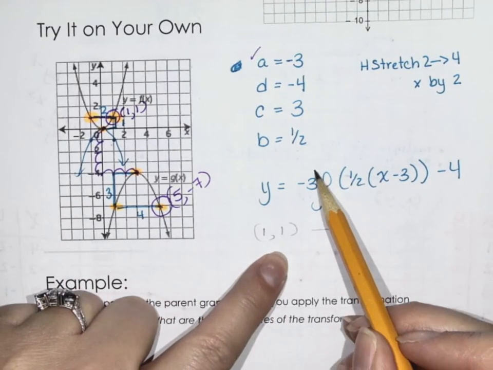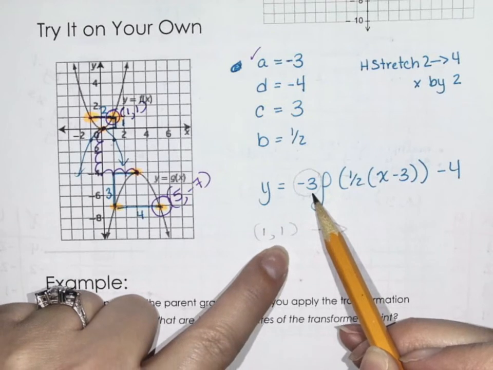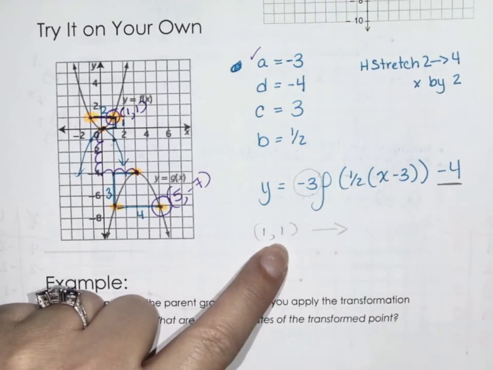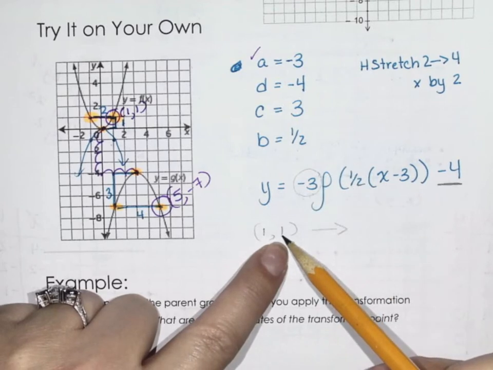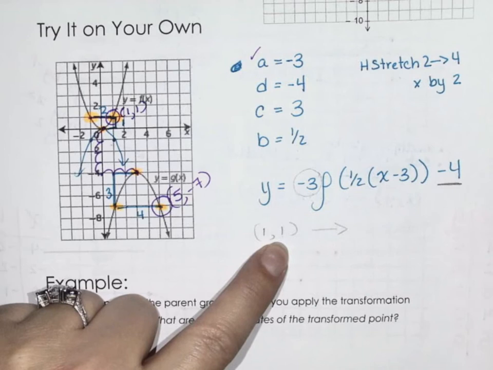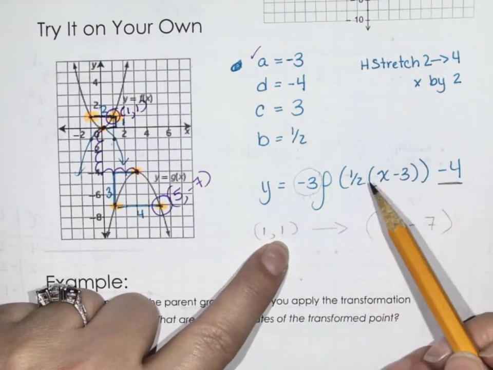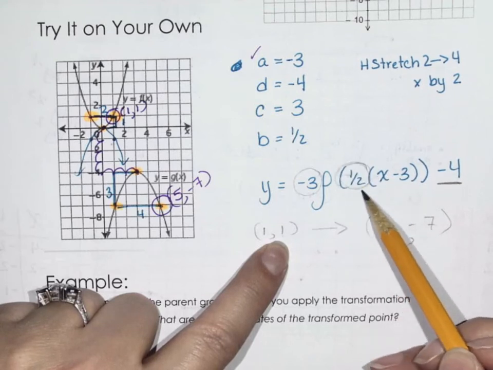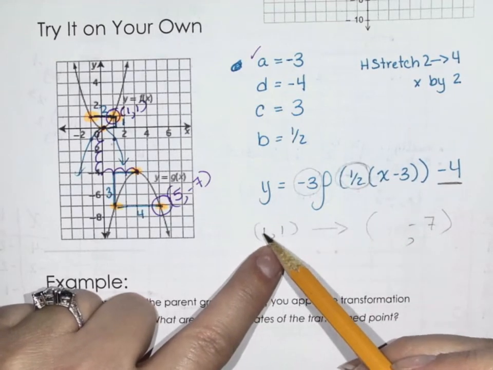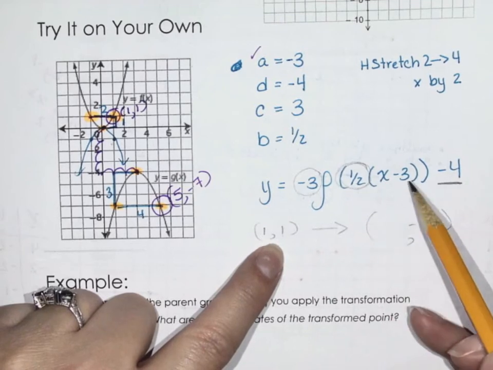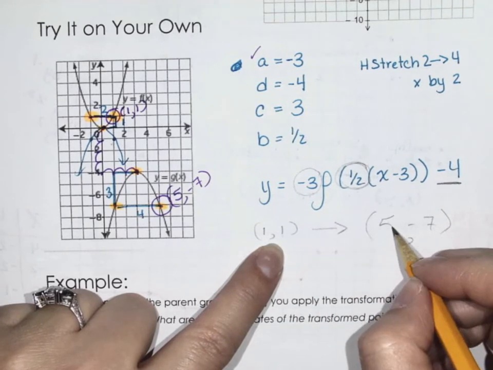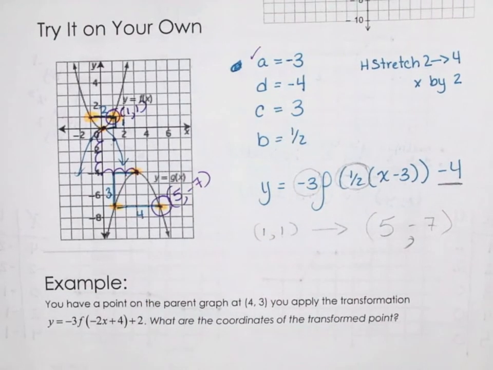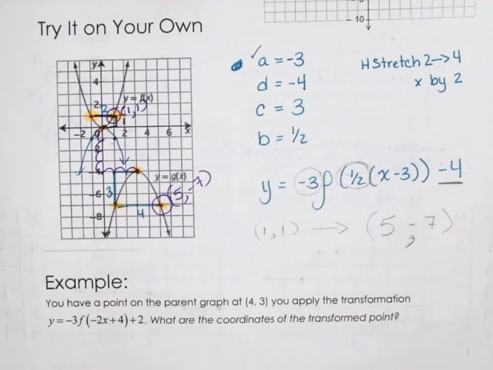So what do I do to my y's? Times -3 and -4. So 1 times -3 is -3, subtract 4, -7. This is looking good. Okay, let's go to our x's. What's this telling me to do? Times 2. So x times 2, or 1 times 2, is 2. And then this tells me add 3. So 2 plus 3 is 5. So my rule matches my graph.